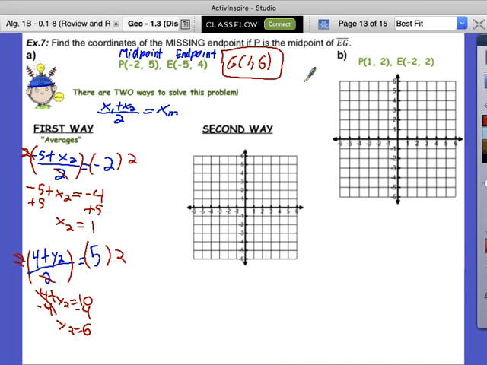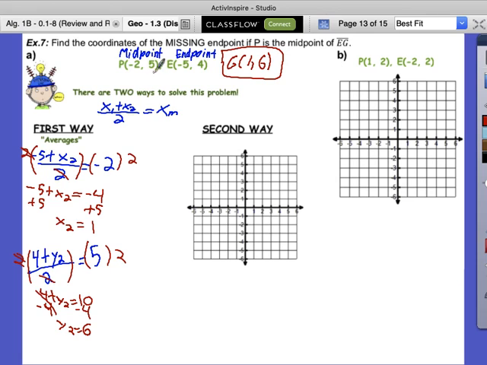So you're taking the endpoint and then putting the midpoint on the end of the equation, and solving for the missing endpoint. Does that make sense to you now? Kind of. Okay, we're a little bit better. That's better than earlier. Our second way of doing this is if you have a graph.